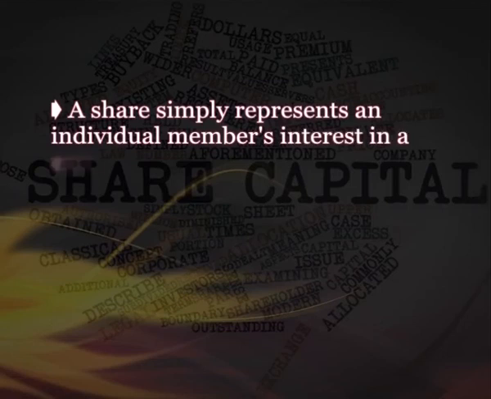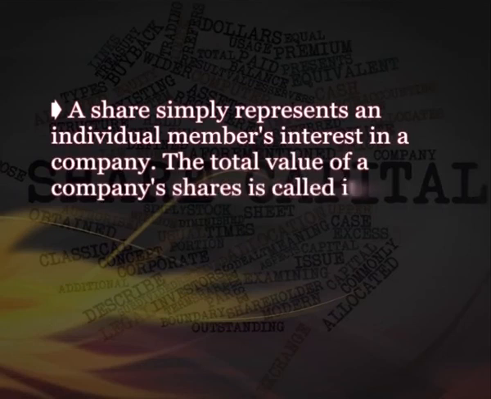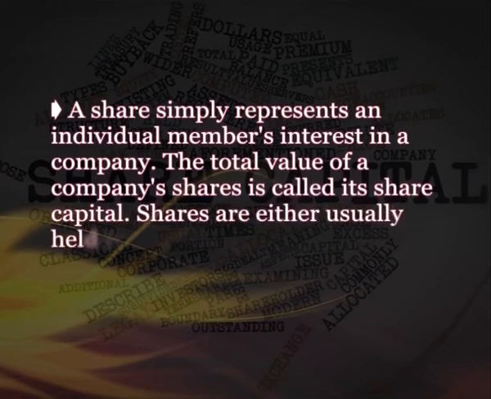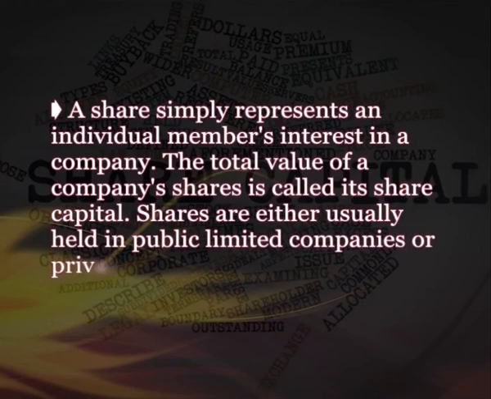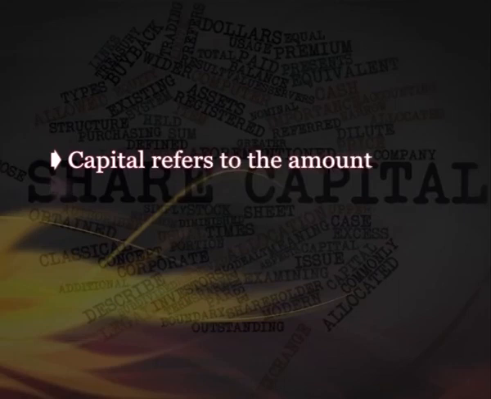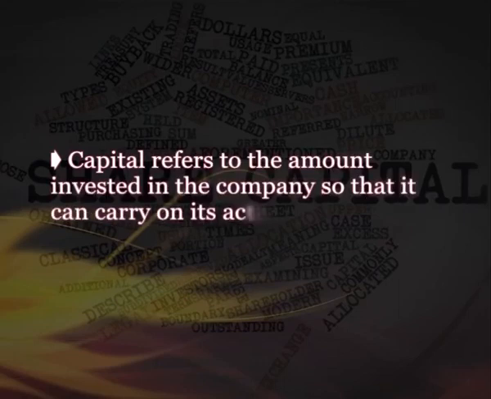Let us now quickly summarize all that we have learned today. We have learned that a share simply represents an individual member's interest in a company. The total value of a company's shares is called its share capital. Shares are usually held in public limited companies or private limited companies. These shares give a member certain rights. For example, they may give a right to a dividend and voting rights within the company. The nature of those rights depends on the class of share and what has been specified in the Articles of Association. Capital refers to the amount invested in the company so that it can carry on its activities.